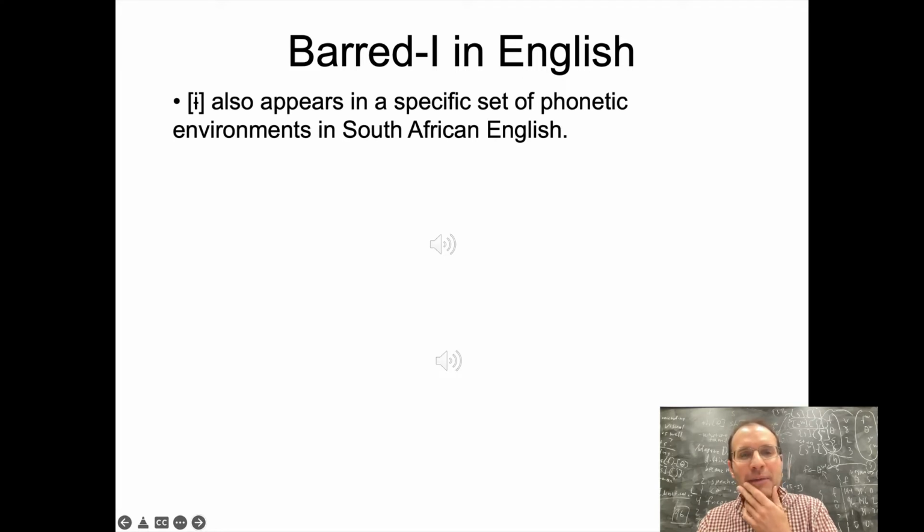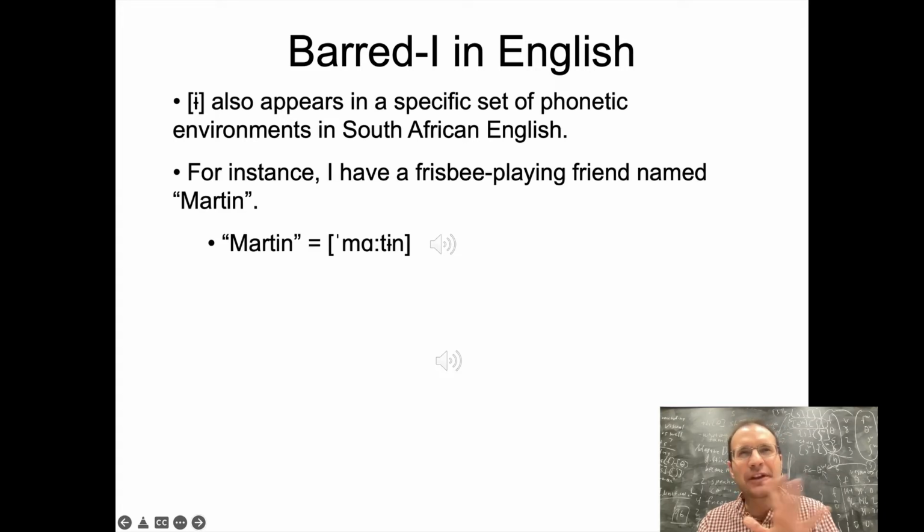Otherwise, barred I occurs in a specific set of phonetic environments in South African English. There's another case: where we normally have cap I in American English or Canadian English, in New Zealand English the tongue moves a bit further back, not quite cap I, but that's another case where you might get it. Otherwise, South African English is a good example of it.